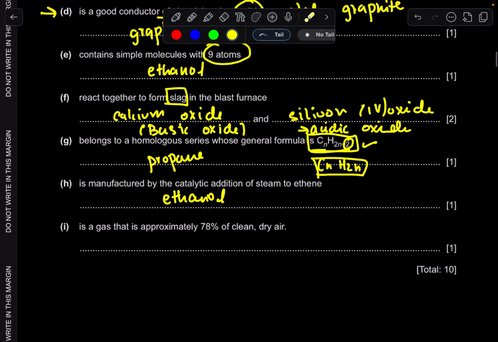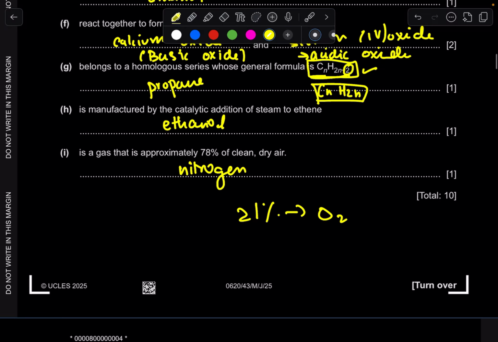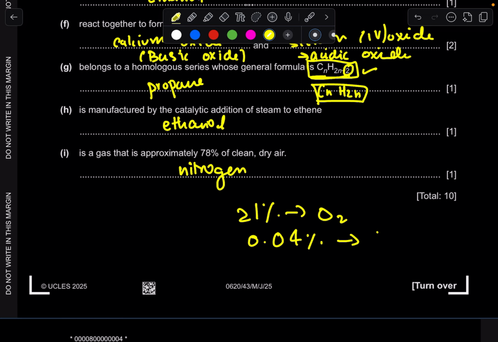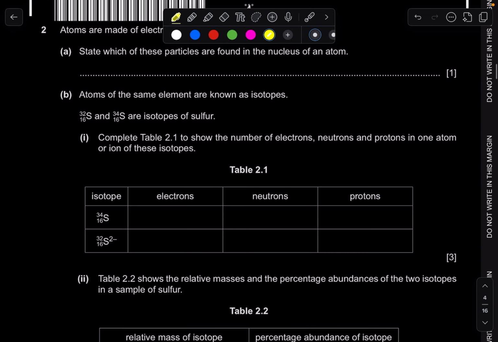It's a gas that is approximately 78% of clean dry air. We know that this gas is going to be nitrogen. And if they ask about a gas that occupies 20%, it's going to be oxygen. And if they say 0.04%, it's going to be carbon dioxide. I hope you get it.